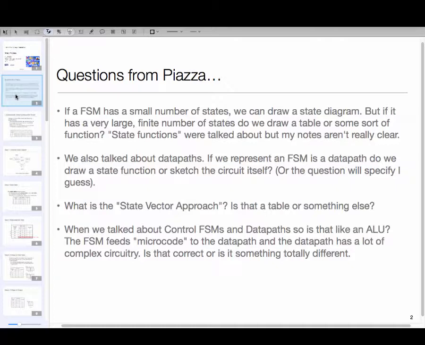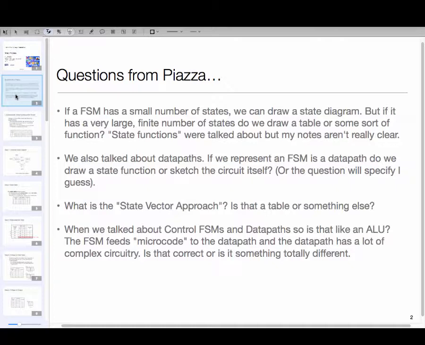We also talked about data paths. If we represent an FSM as a data path, do we draw a state function or sketch the circuit itself? In some senses, sketching the circuit itself defeats the purpose of having any sort of high-level description. Having said that, for very simple stuff, it makes sense. You can certainly do that because we already saw some sequential building blocks: counters and timers. Sometimes the best specification of a sequential system is the system itself, because it's so simple. But generally speaking, you would probably have to create that pseudocode kind of description.